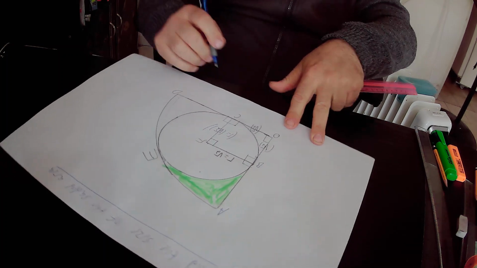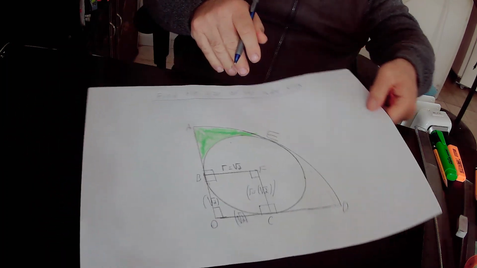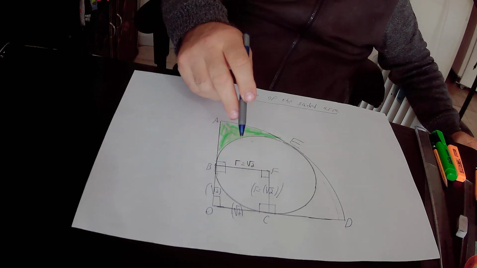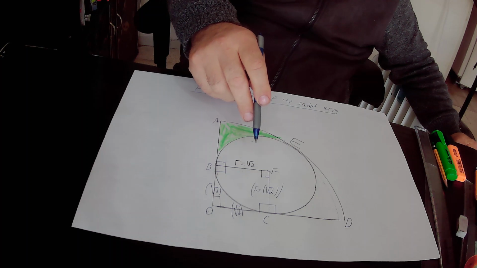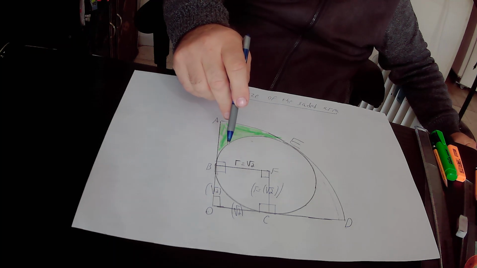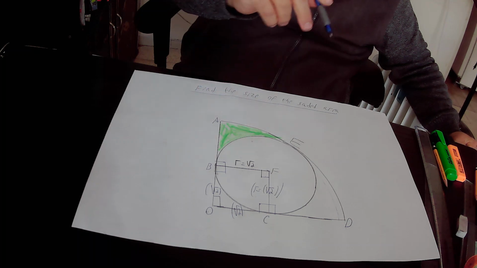So actually, we found out that this small quadrilateral BFOC is not just a rectangle but a square. Why? Because all of its sides are equal to each other. Its side is equal to the square root of 2 units in length, therefore quadrilateral BFOC is a square.